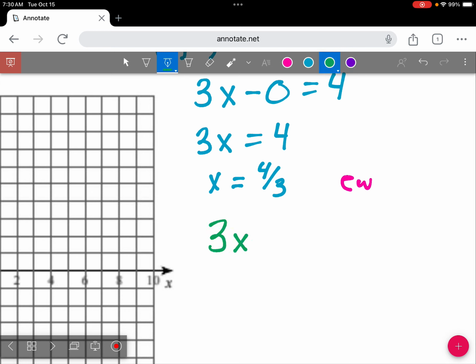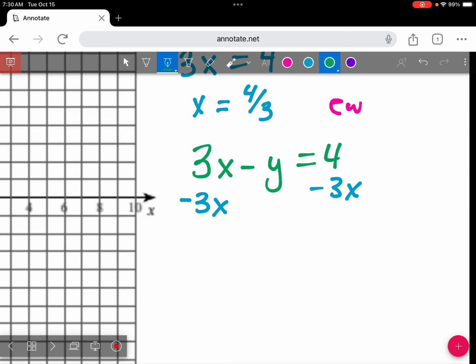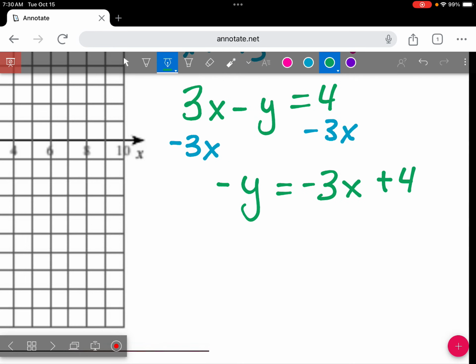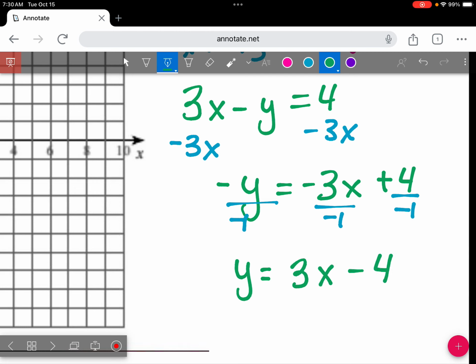So I'm going to have my 3x minus y equals 4. Our plan was to subtract 3x from both sides. So we have our minus y equals minus 3x plus 4. Then what? Divide by -1 to everybody. This guy by -1, this guy by -1, this guy by -1. Absolutely everybody. So we're going to have our y equals 3x minus 4. While x and y intercepts would absolutely work, this is a lot easier to graph.